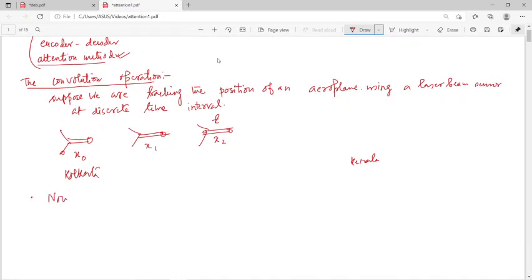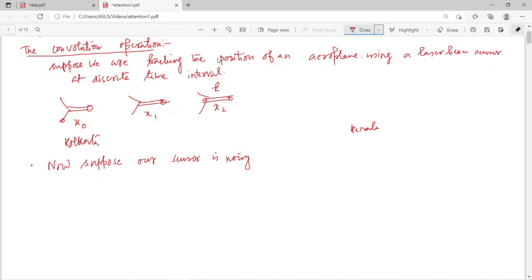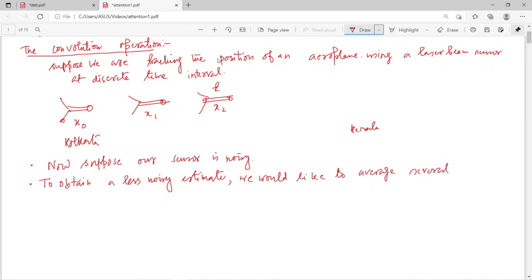Suppose that our sensor is noisy. So what will happen if the sensor itself is noisy? It is very difficult to predict the actual position at some time instant. So if we want to obtain a less noisy estimate, what do we have to do? We would like to average several measurements, as you do in your lab experiment, taking multiple measurements and averaging them.